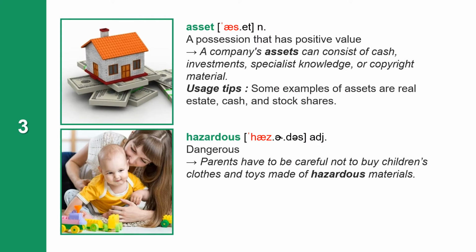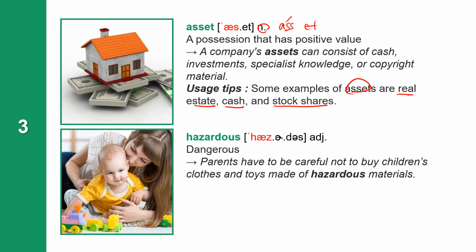Next word, asset. Asset is a noun and it has two syllables, A-S-S-E-T, with stress on the first syllable. Asset means a possession that has positive value. A company's assets can consist of cash, investment, specialist knowledge, or copyright material. Some examples of assets are real estate, cash, and stock shares.